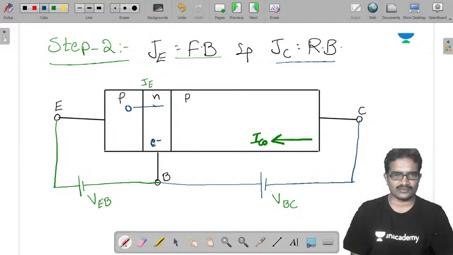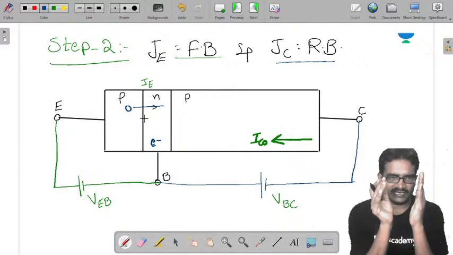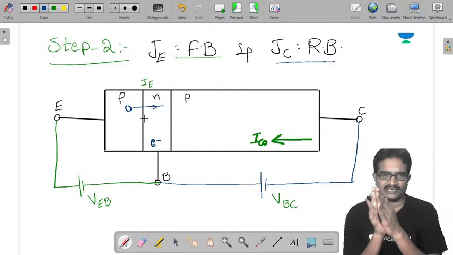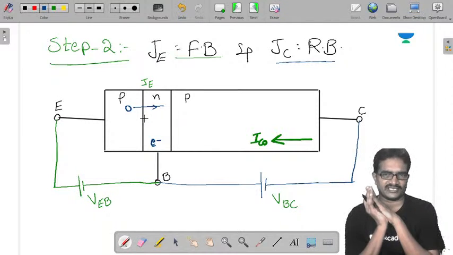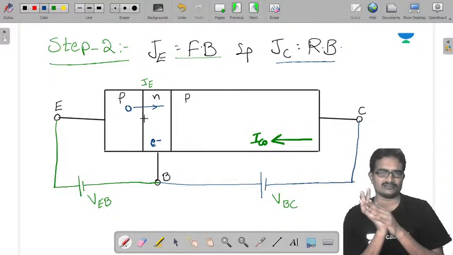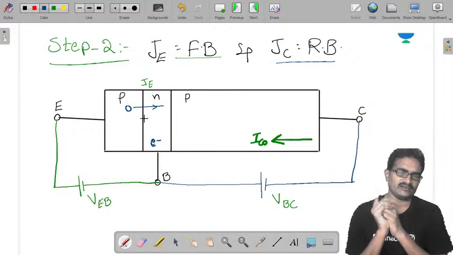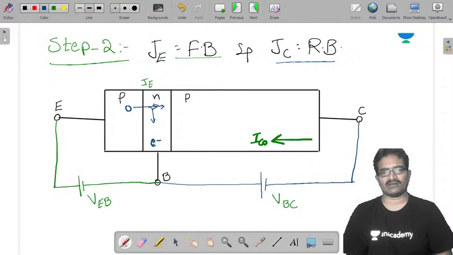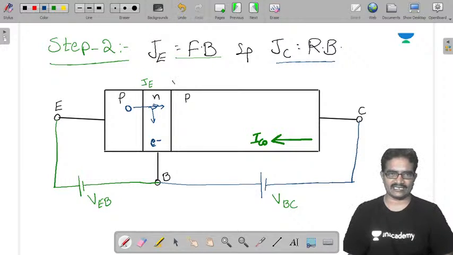Once holes entered into the N region, already we observed in a forward biased PN junction diode what happens. By drift they entered into the N region. Once they entered, they diffuse in the N region. During diffusion, they are going to recombine with the electrons in the N region. So recombination taking place. After that, once holes are available in N region, due to collector junction reverse bias, holes have to move from base to collector.